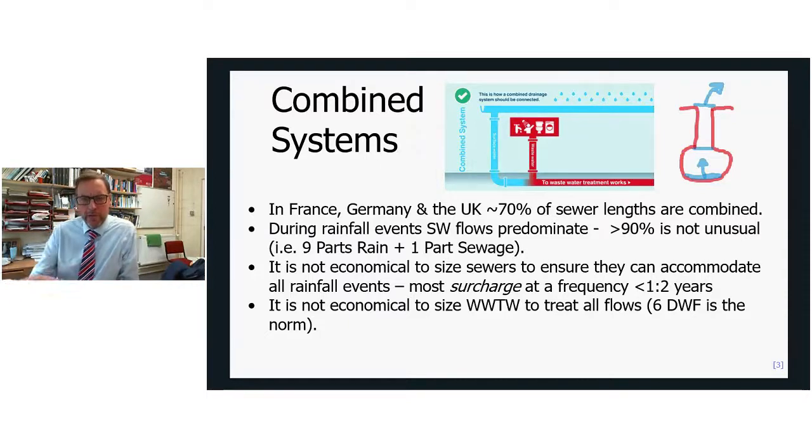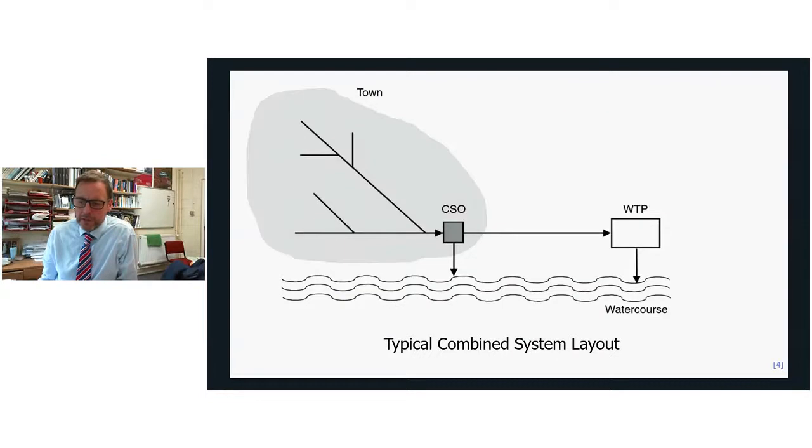Likewise, when that pipe connects down to the wastewater treatment works, normally the treatment works is only designed to cope with 6 times dry weather flow. So flows in excess of that have to be dealt with separately. So we'll come on to how that's dealt with in a couple of slides. Oh, this slide, in fact.